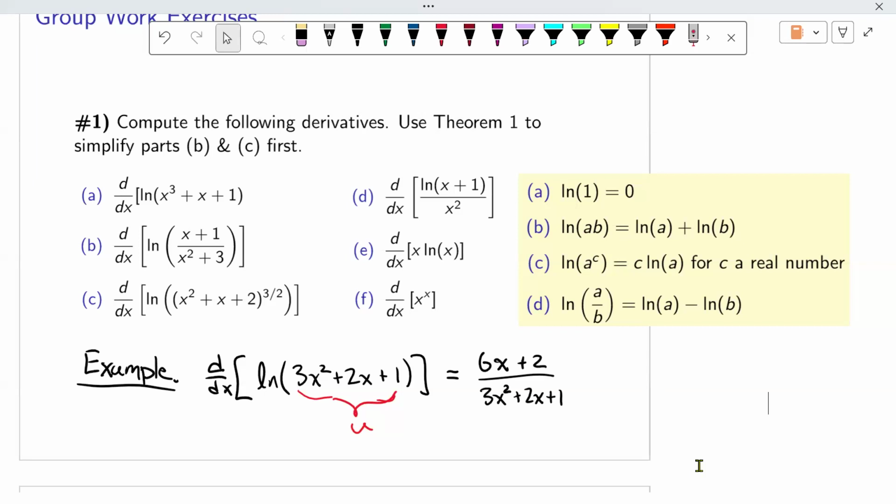X plus 1. Okay, wait. So for this term, it'll be 1 over x plus 1. Yeah. I didn't mean to throw you off there. Sorry. And then it's minus the 2x over x squared plus 3.